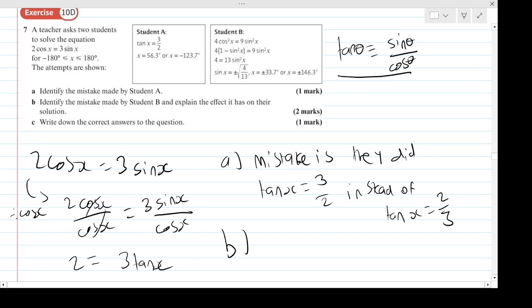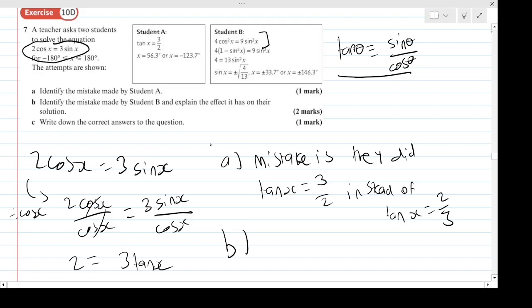Right. Now, this is quite interesting, and this raises a very good point. That's why I picked the question. Student B, what's the difference? Well, they've not really got anything to do with tan. What have they done? Let's have a look at the first line of working. They started with 4 cos squared x is 9 sine squared. Well, the equation we have is 2 cos x is 3 sine x. Hopefully you spot they've just squared both sides, right? 2 cos x squared is 4 cos squared x, and 3 sine x, that squared is 9 sine squared x. So they've squared both sides.